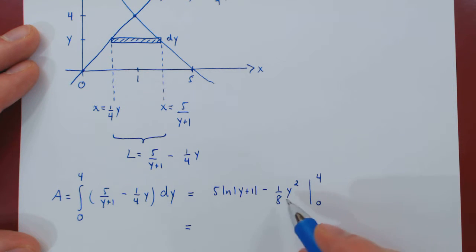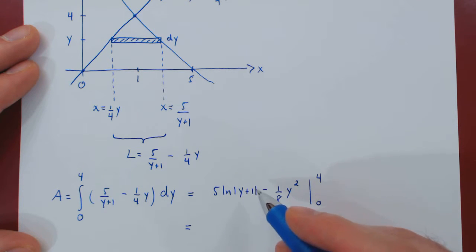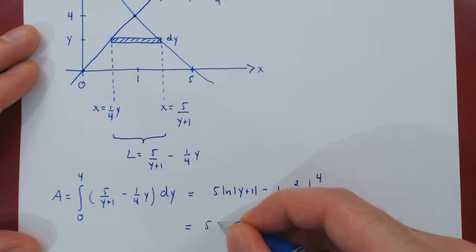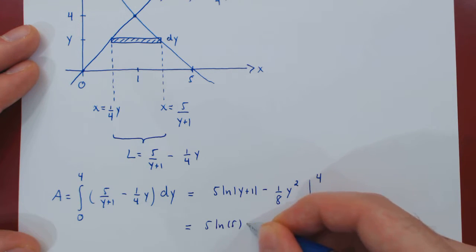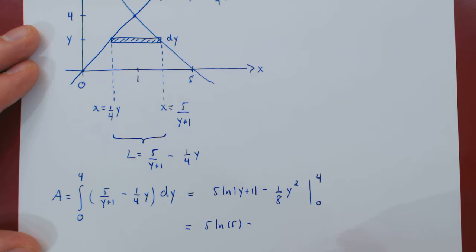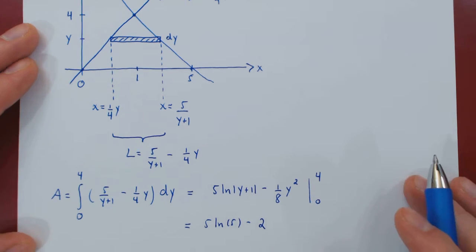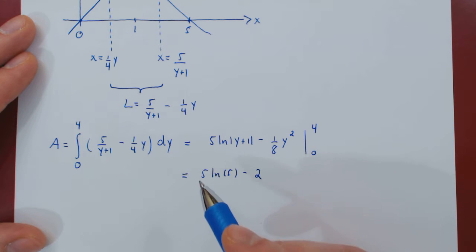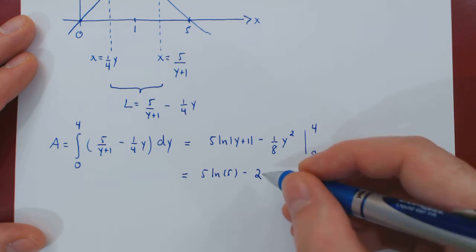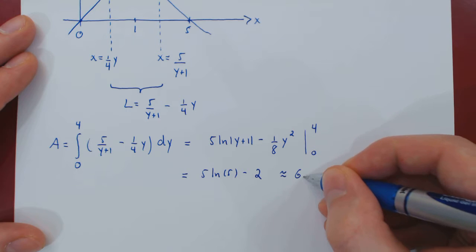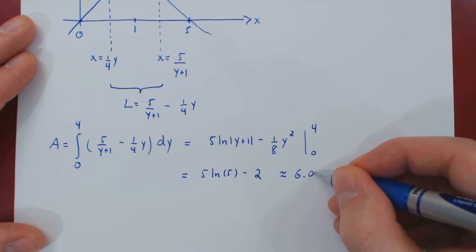So replacing y by 4, so 5 times ln of 4 plus 1 is 5 ln of 5. Minus 4 squared is 16, over 8 is 2. And then minus the antiderivative when y is 0. But if you replace y by 0, you get 5 times the ln of 1, which is 0. Minus 0 squared is 0, so you get nothing else. So the area, as before, is 5 ln of 5 minus 2, which we know is approximately 6.047.